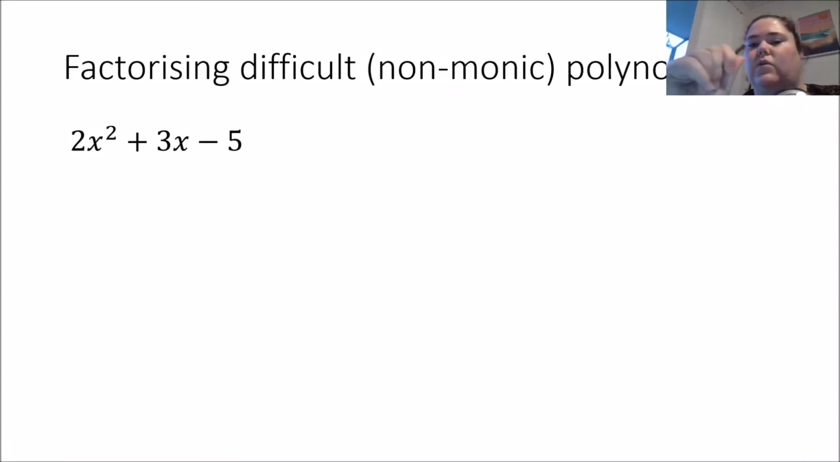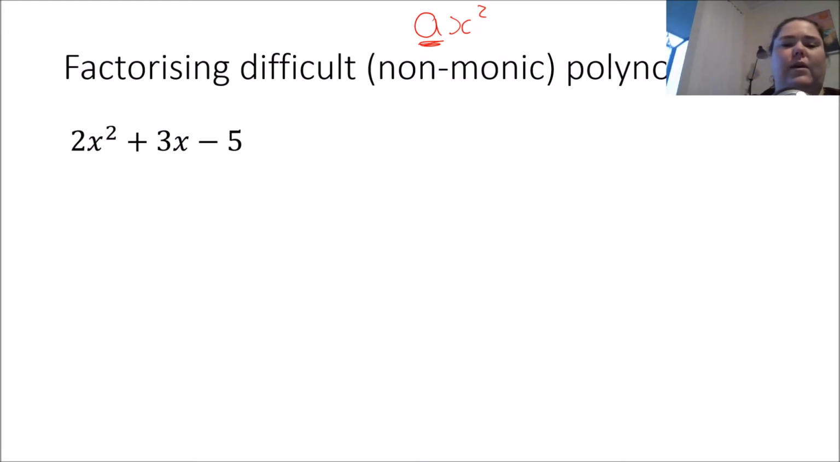All right, there's this other sort, which is a non-monic. That is when you have that a on your x squared. We want to be able to deal with that. So there's a couple of ways. Once again, you can use the cross method. We can use this other method, I think it's called pairing. I call it ACB to remind myself what I'm actually doing.